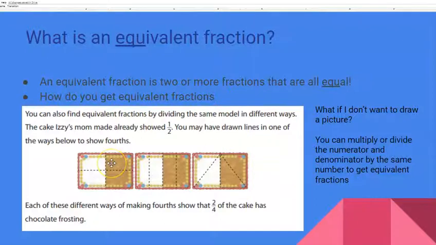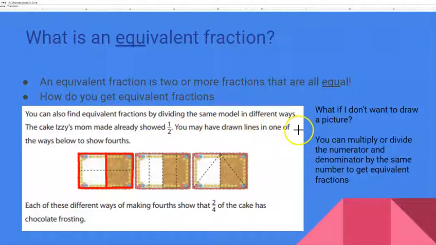The cake Izzy's mom made already showed 1/2. So if you look at this cake right here, in fact, I'm going to draw a line around it. This cake right here, this is one whole cake. She had divided it in half because half of it has been eaten. So it's 1/2.